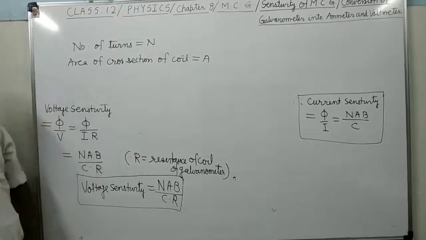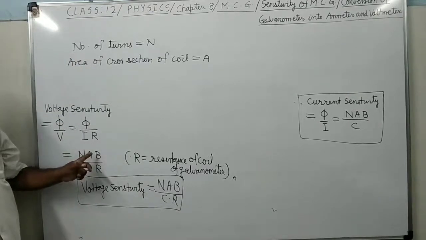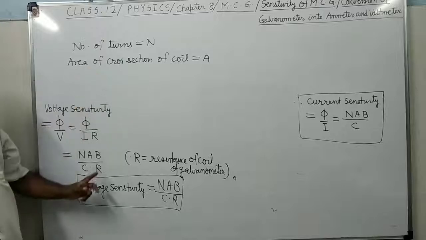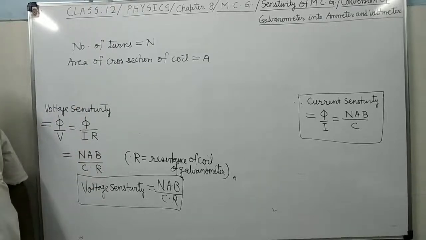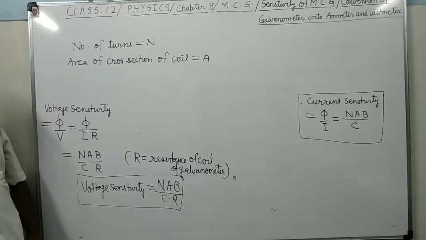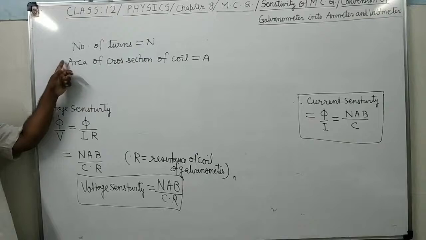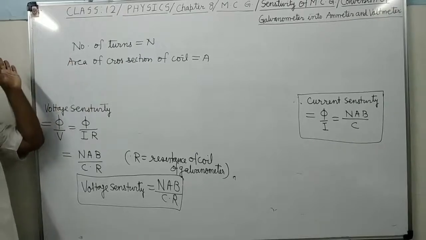Because if you increase N, R will also increase. If you increase A, the mass of the coil will increase. The galvanometer will become very bulky. Is it clear? So we will increase it up to a certain limit only.